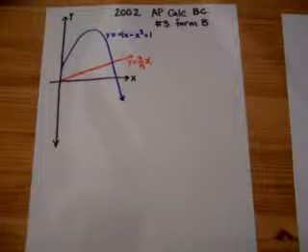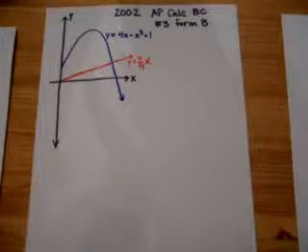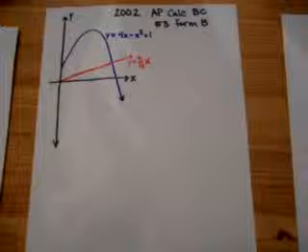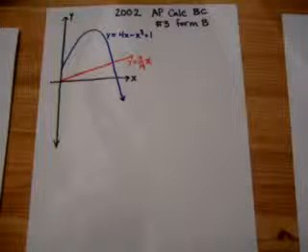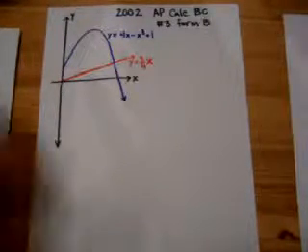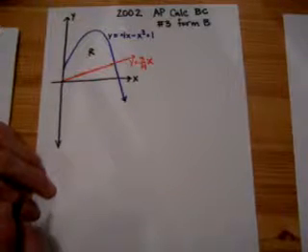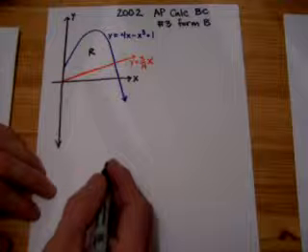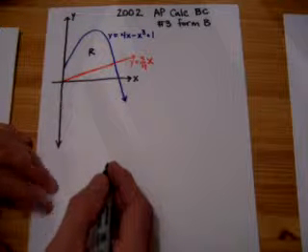Okay, so this question is 2002 AP Calculus BC number 3 from the Form B test, and it's another area and volume question. The problem involves this region here, region R, that's between these two curves, y equals 4x minus x to the third plus 1, and y equals 3/4 x.